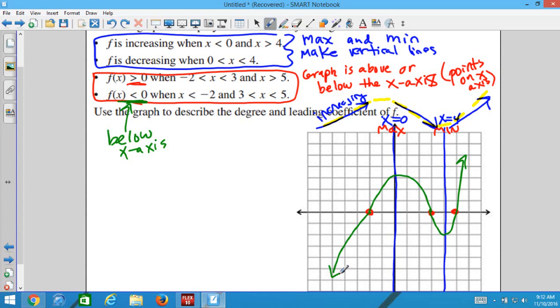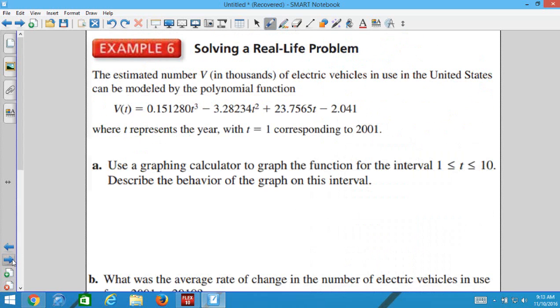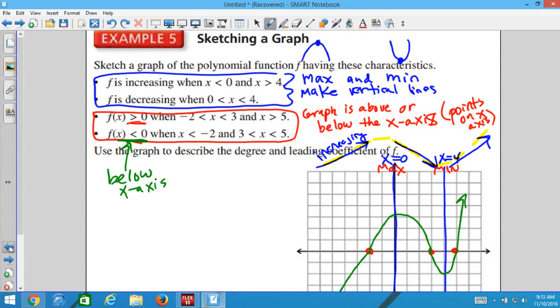Okay? Last example. By the way, on this example, I did not know how high up to go, and I did not know how low to go. So that's just sketching. I did know it passed through at the red dots, and I did know there was a max and a min at the blue lines, but that was all I knew for sure.